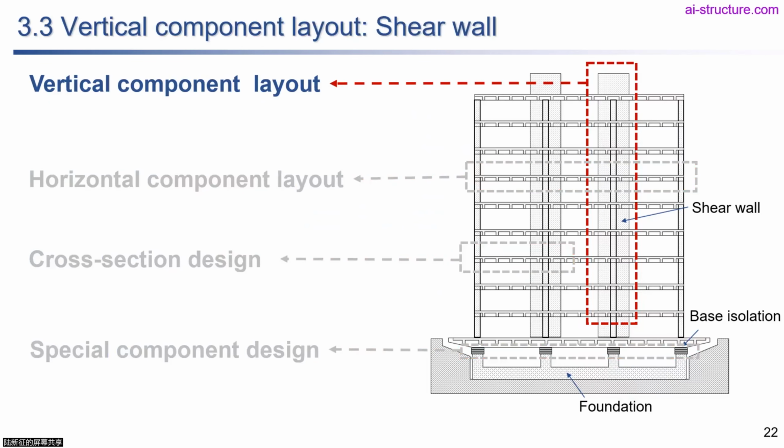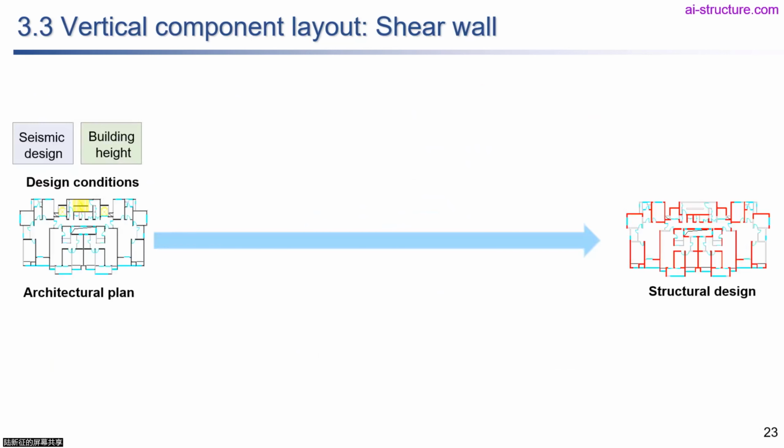Firstly, the vertical component design, for example, the layout of the shear wall in the structure. The interesting thing for AI research is that when you are facing a problem and you don't know how to deal with it, you can go into the real world.